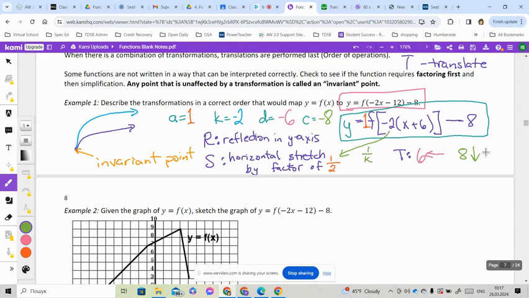Lastly, notice what would happen if we didn't common factor first. We would be screwed. You would have thought that it moves 12 to the right as opposed to 6 to the left. So always common factor first.